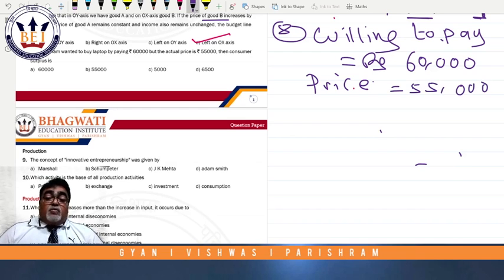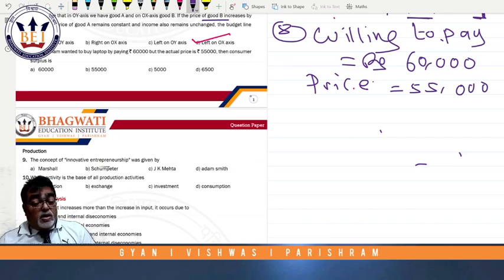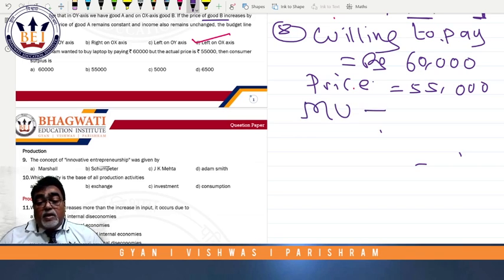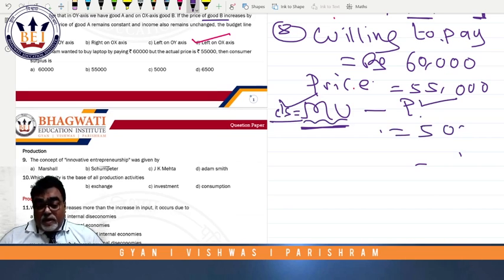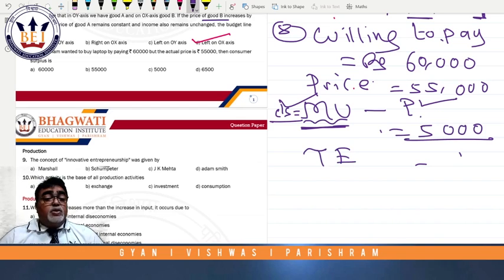55,000. One concept Professor Marshall has developed is called consumer surplus. The consumer surplus is nothing but the difference between willingness to pay and actual payment. So willingness to pay is denoted by marginal utility and actual payment is denoted by price. So consumer surplus is nothing but marginal utility minus price. Answer should be 5,000. Another way one can think of it, consumer surplus is the difference between total utility and total expenditure.